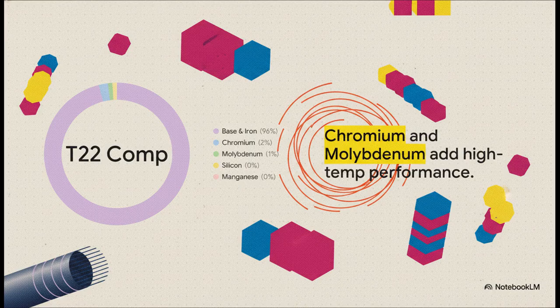The real magic happens with that chromium and molybdenum combination. The chromium, sitting right between 1.9 and 2.6%, is what gives you that incredible oxidation and corrosion resistance. Then you have the molybdenum at roughly 1%, which is the secret sauce for high temperature strength and fighting off creep. Toss in strictly controlled amounts of carbon, manganese, and silicon for weldability, and you've got a powerhouse material.